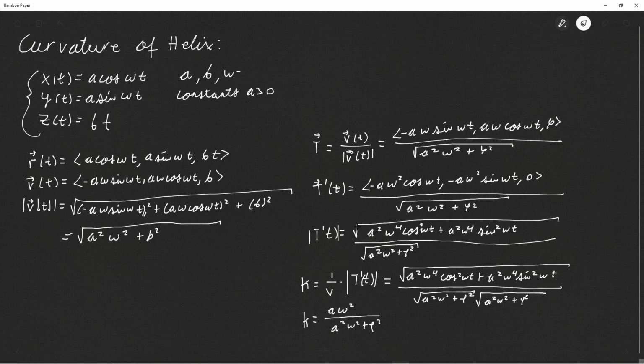And then something to note for a helix, since it looks like this in 3D, it is wrapping around. Our rho is what's causing our height. So if our rho is equal to 0, the helix just becomes a circle.